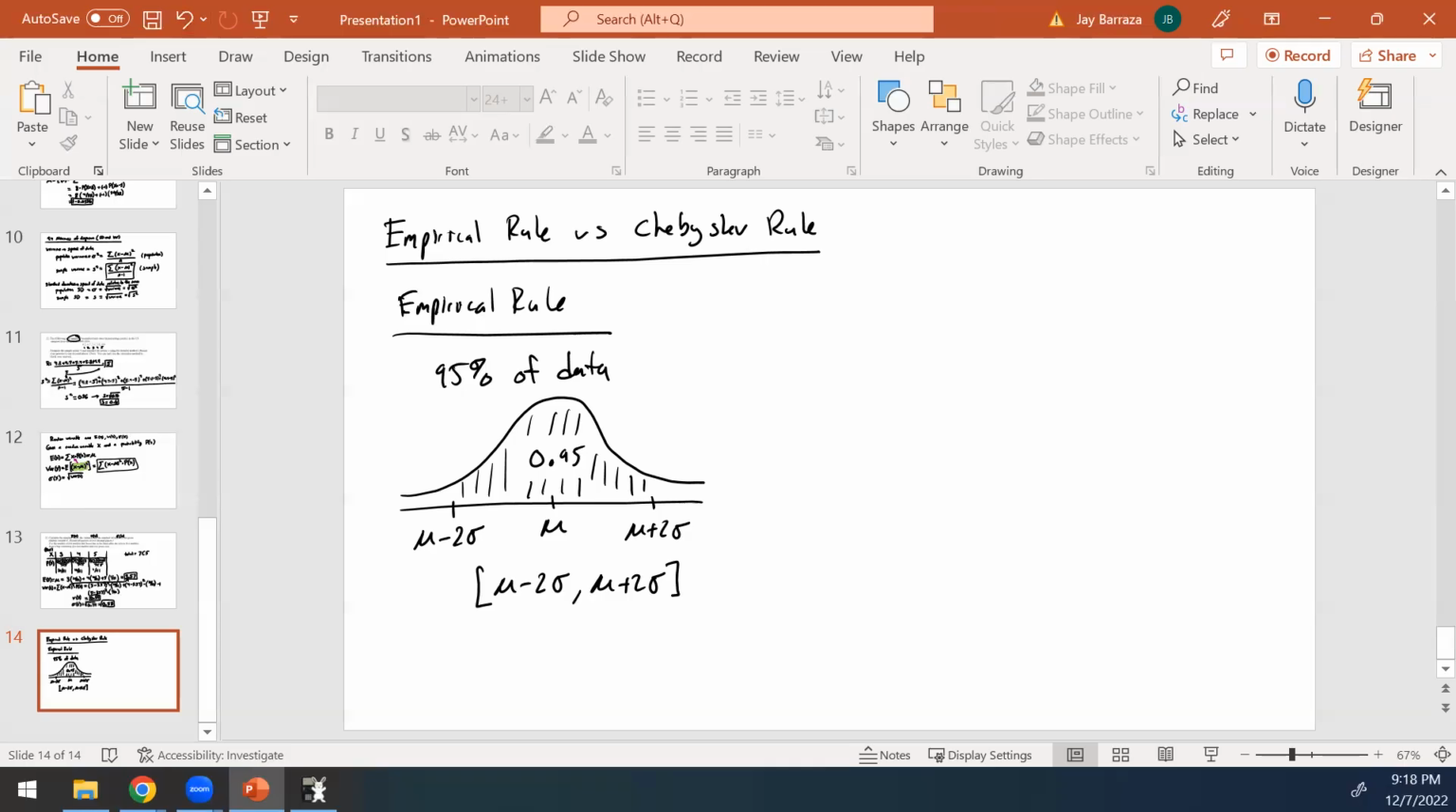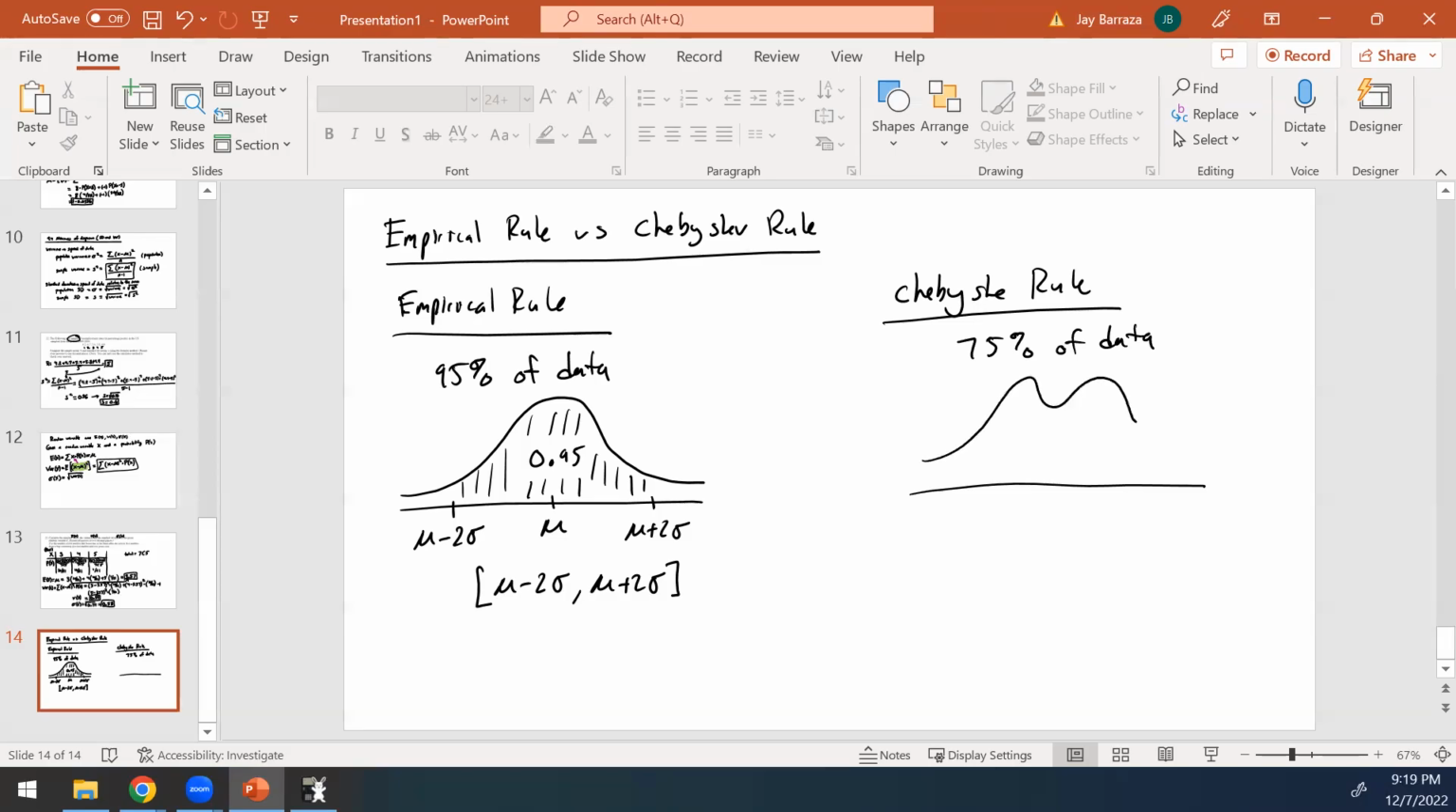And so Chebyshev says that instead of it being 95% of the data between the two standard deviations, it's actually 75% of the data. And the thing about Chebyshev is it doesn't have to be this nice normal curve. It can be whatever, like this. But it has to be symmetric. That's still a condition. And so the center is still the mean.